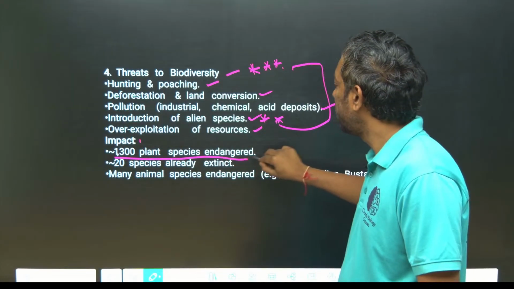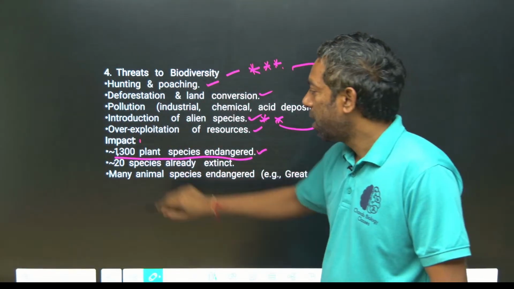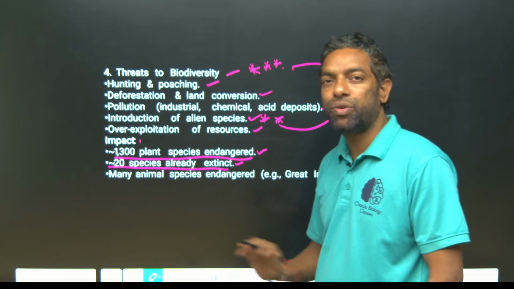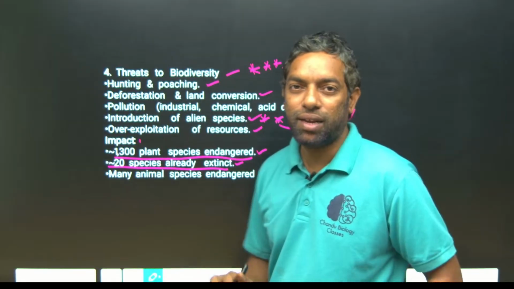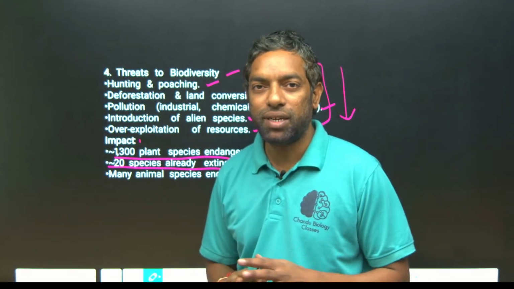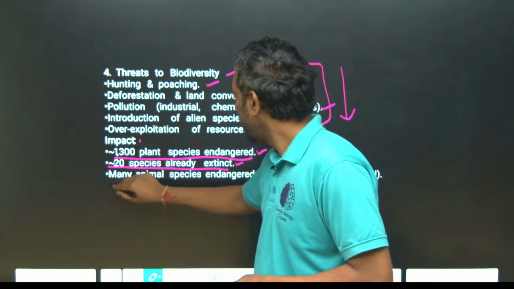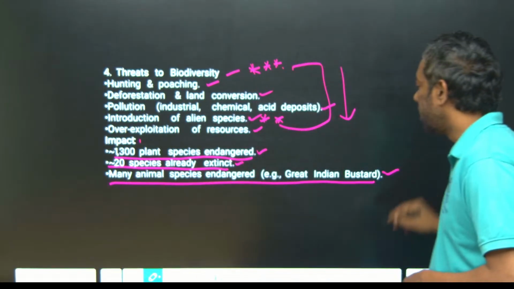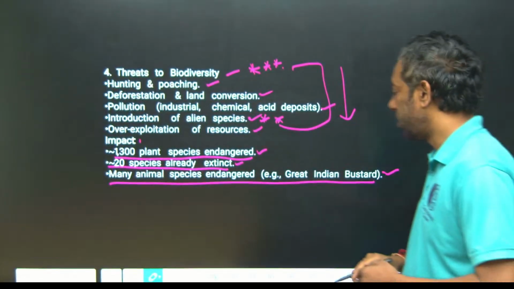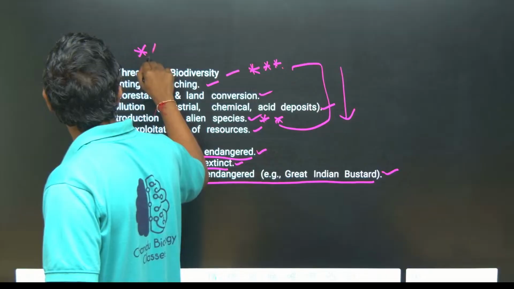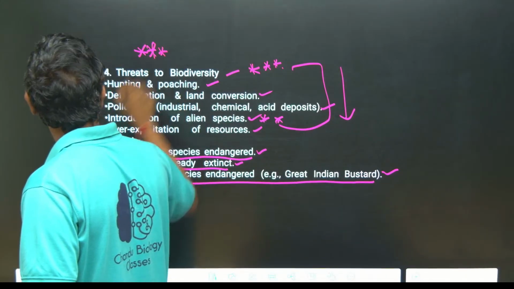1300 plant species are endangered right now and 20 species are already extinct. Extinct means there is no further species of it on this earth. Many animal species are endangered, especially the Great Indian Bustard. Guys, this is an important slide for the coming exam. Yes, take a screenshot.